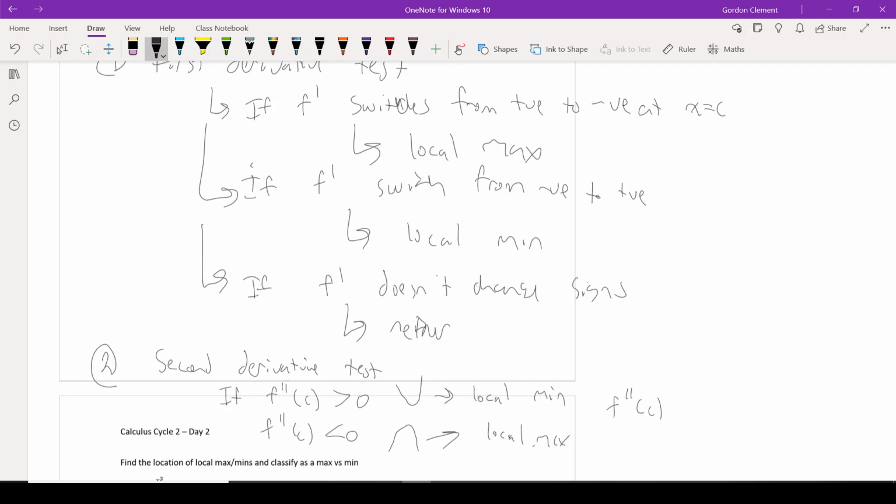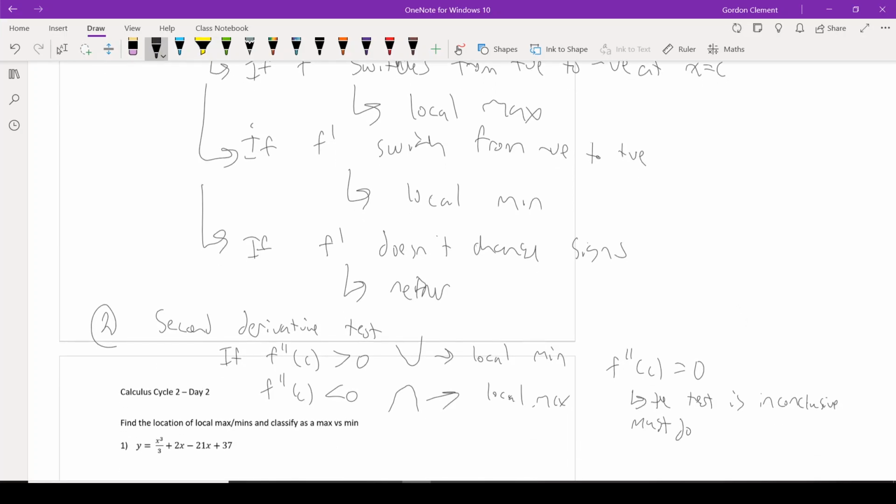And then if it's exactly 0, you actually don't know what's going on. So the second derivative test doesn't always give you an answer. So the test is inconclusive. You must do the first derivative test to see.